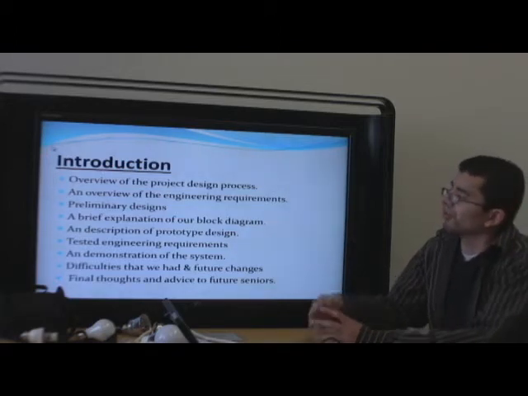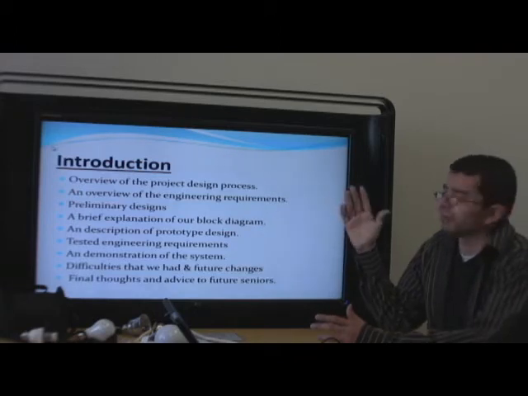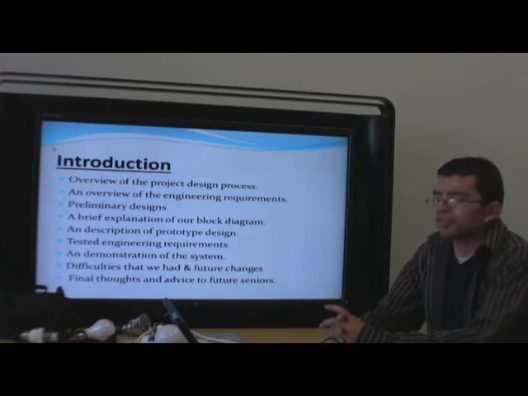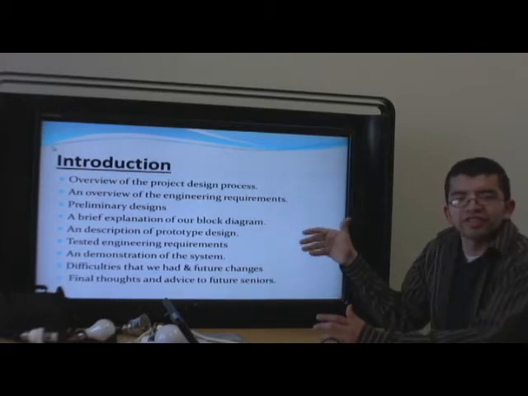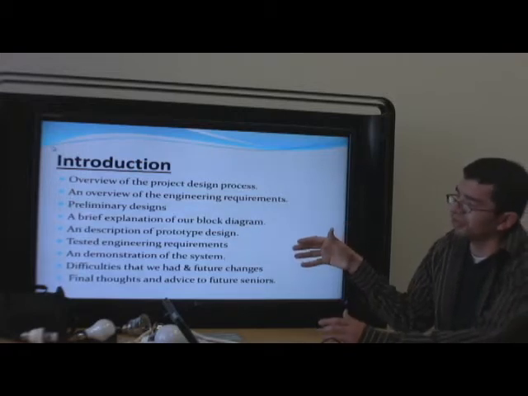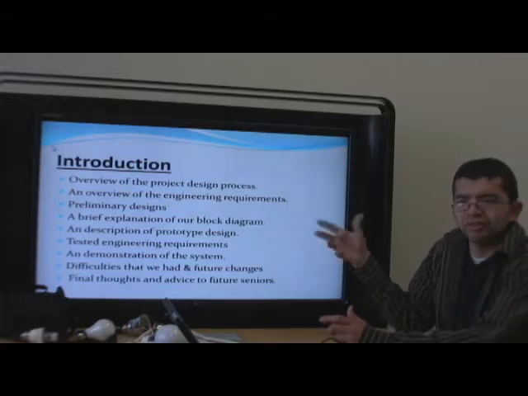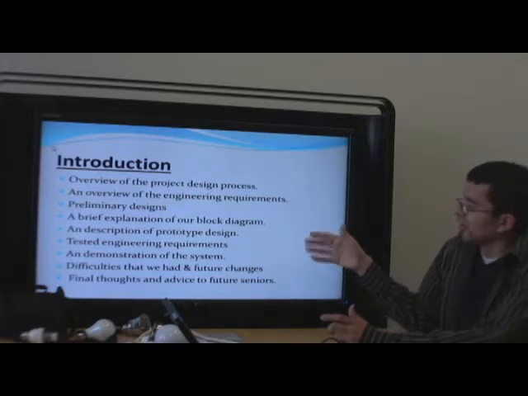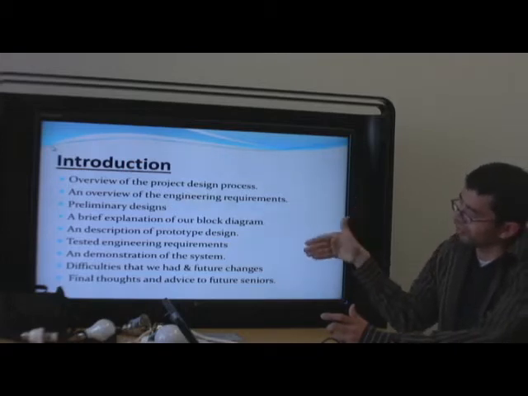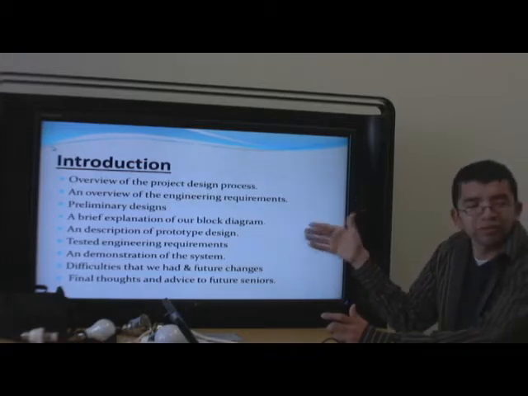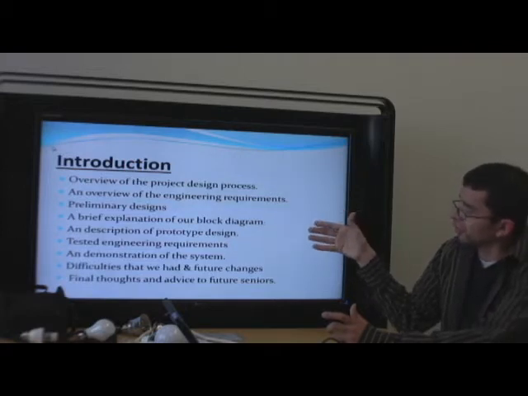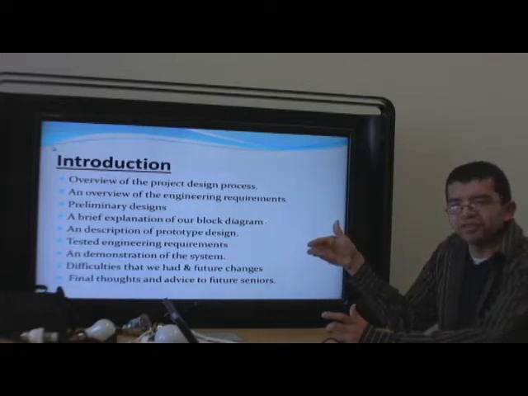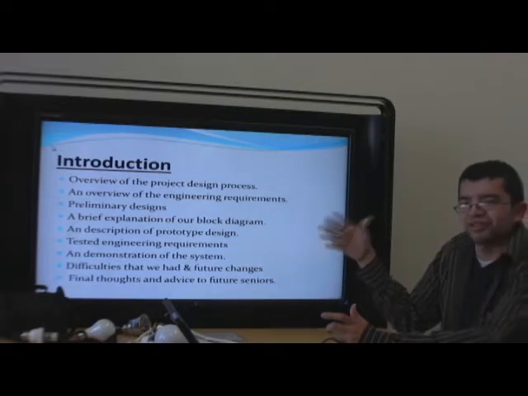So these are some of the things we're going to go over today in our presentation. The first thing is an overview of the project design process. Then an overview of the engineering requirements, and then a preliminary design. After that, a brief explanation of our block diagrams, and then a description of the prototype for the design. Then we'll go over the tested engineering requirements, and finally a demonstration of the system, and we're going to give our own feedback on the project and our own final advice for future students.